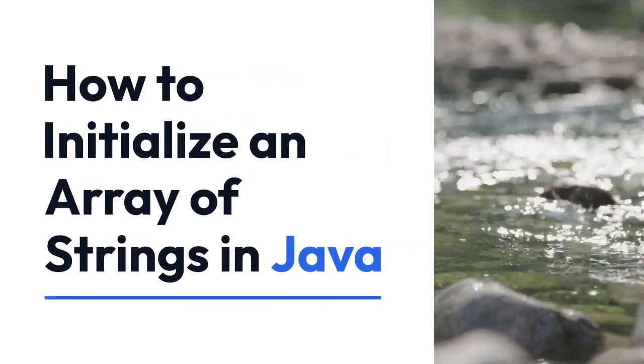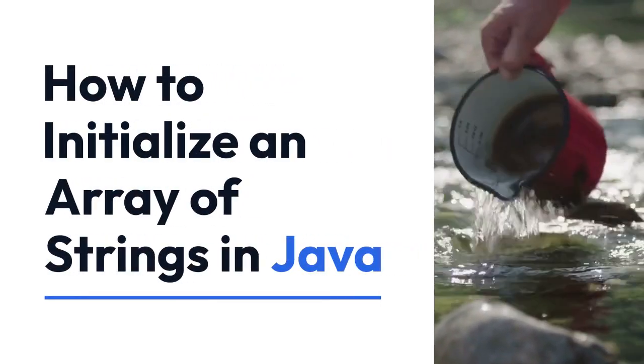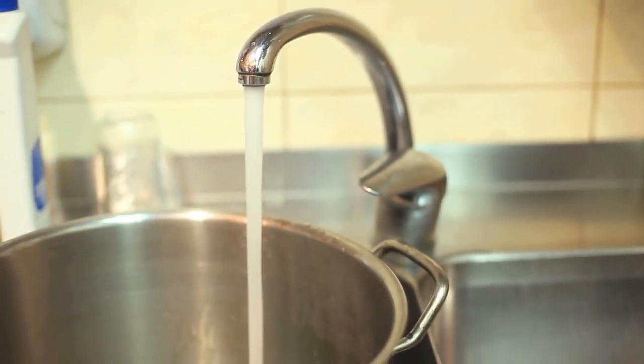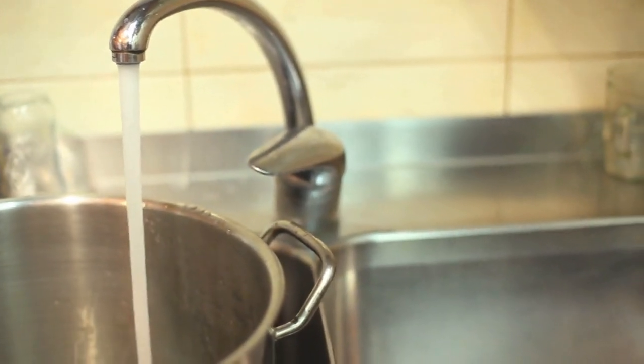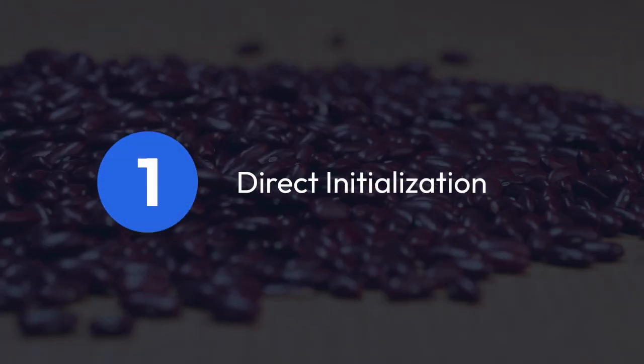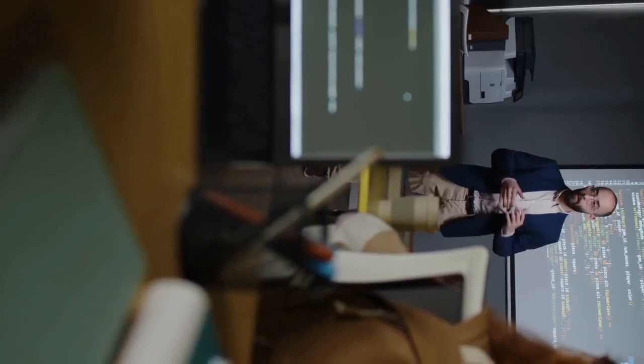We're going to explain how to initialize an array of strings in Java. There are several ways to do this, and we'll cover the most common approaches. 1. Direct initialization. This is the simplest method.